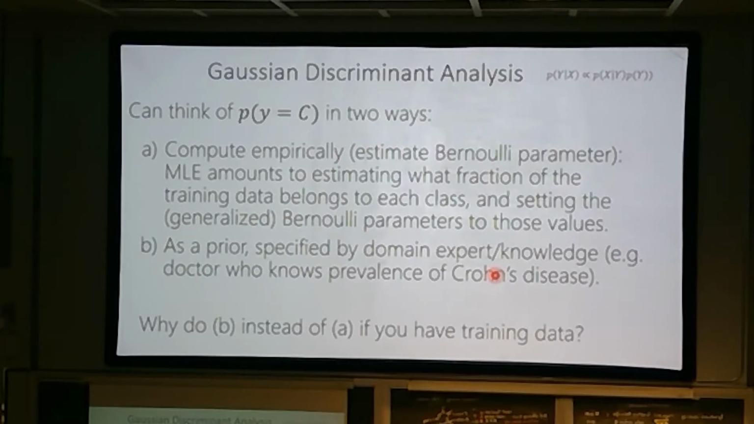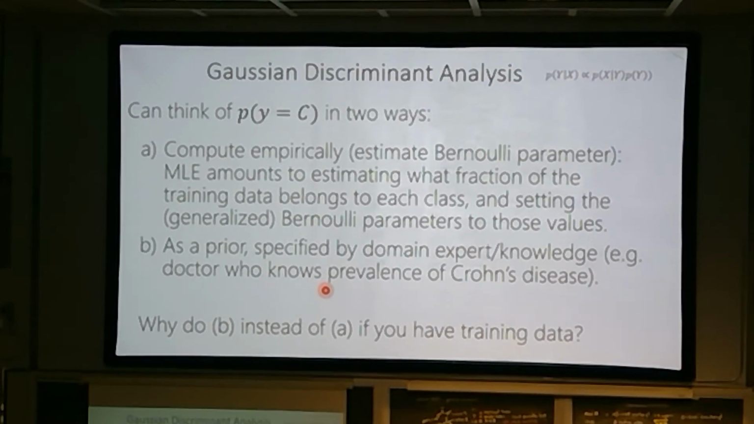Can anyone tell me why, given that you have the data because you're training the model, you would ever do B instead of A? Not quite. Any other ideas? Bingo.